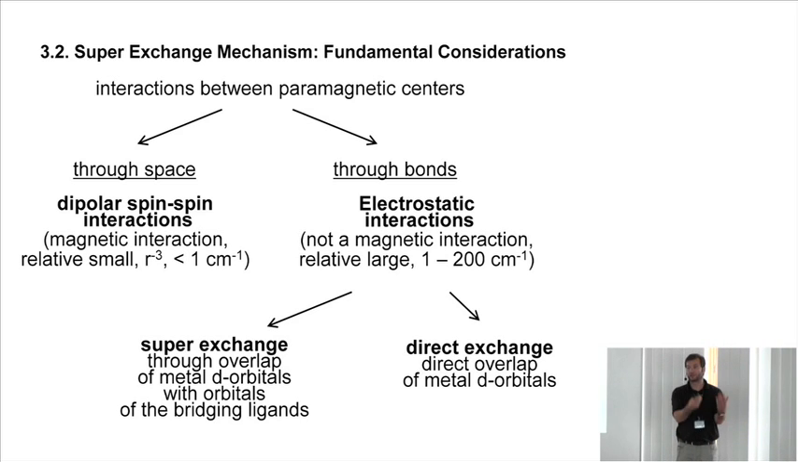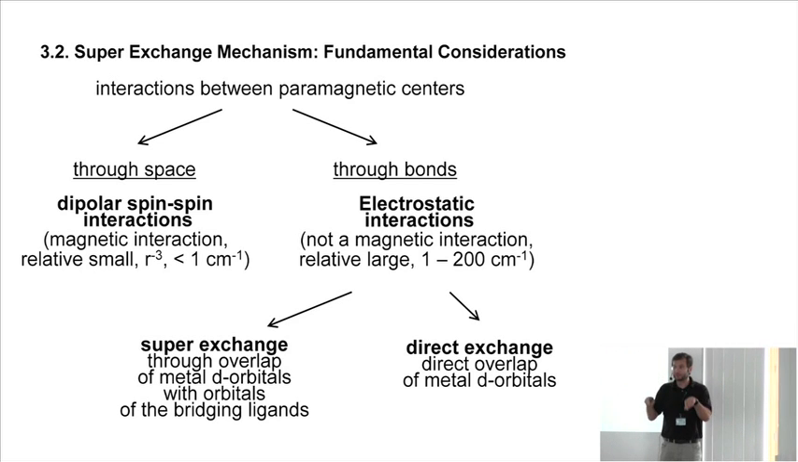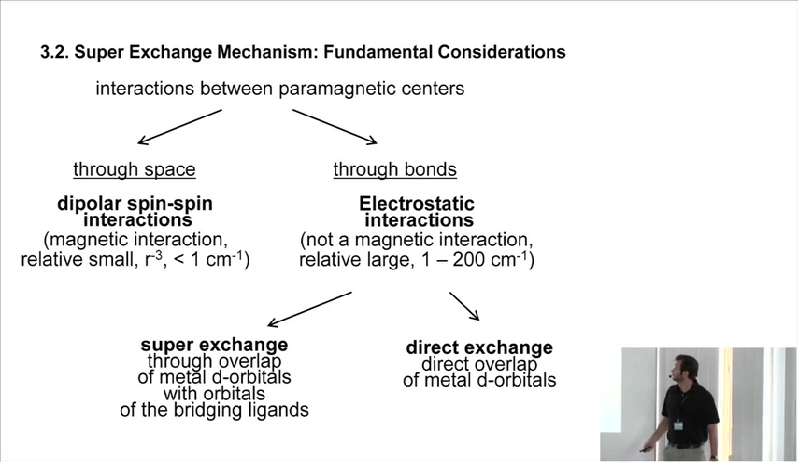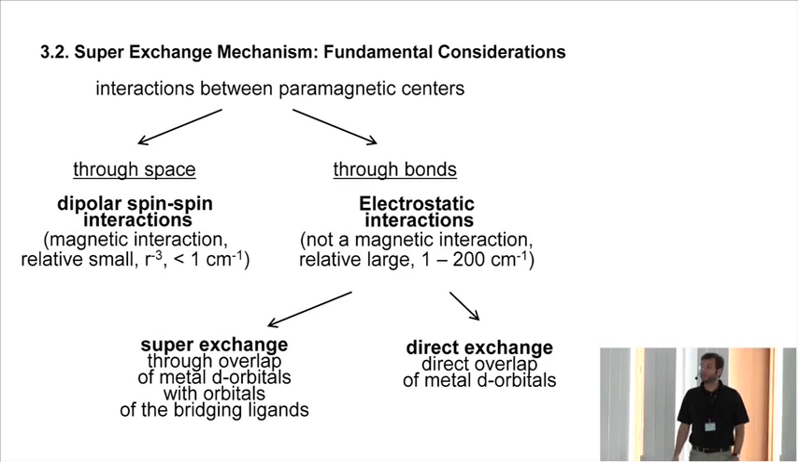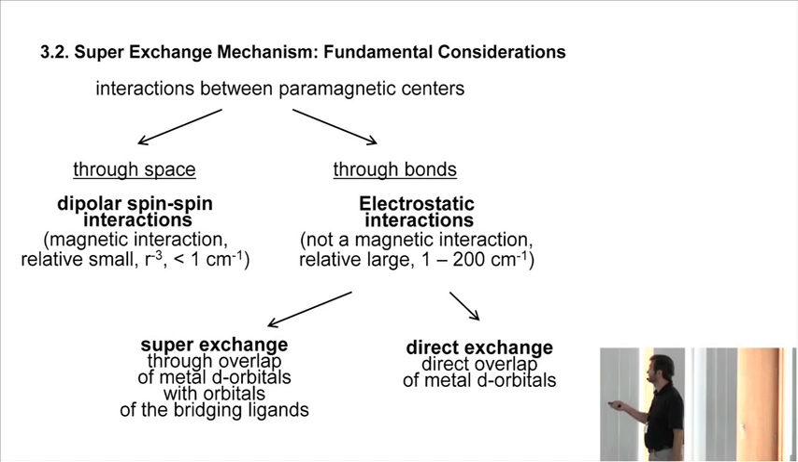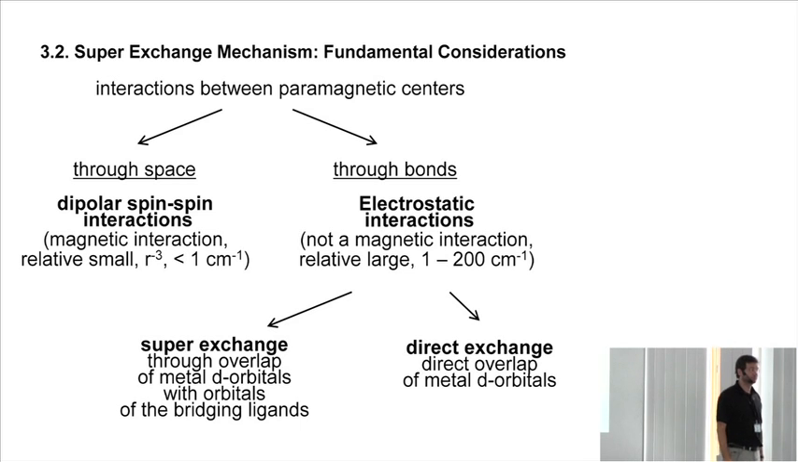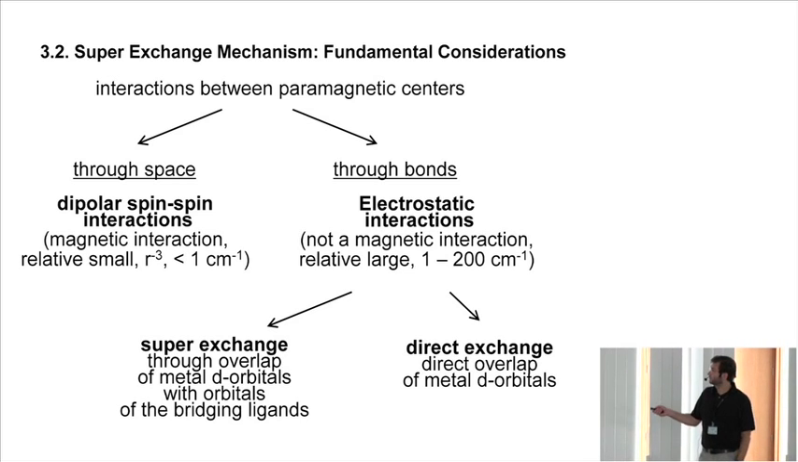Our one magnetic ion has a magnetic moment, has magnetic field lines. Our second magnetic ion has a magnetic moment, has magnetic field lines. And these magnetic field lines, the magnetic dipoles, can interact. This is a real magnetic interaction. It's called the dipolar spin interaction. But this normally is very small. For normal distances between paramagnetic centers, it is smaller than 1 wave number. So we don't take this into consideration. Through space, this is a dipolar, magnetic interaction.